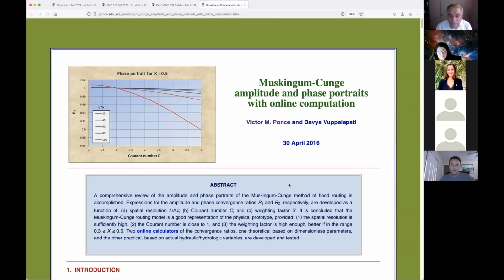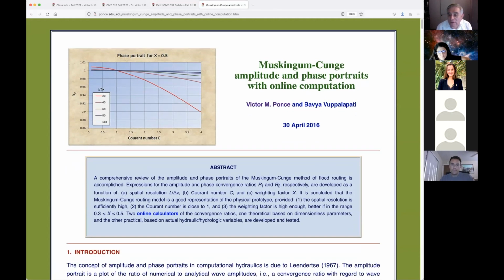So here we go. Like I said, sit tight. Muskingum-Cunge amplitude and phase portraits with online computation. Now, what are Muskingum-Cunge amplitude and phase portraits? Okay, the first gentleman, to my knowledge, that was talking about this was Lendertzy, that in 1965 wrote a paper on the computation of two-dimensional flow in oceans. He was doing a two-dimensional model for ocean flow, coastal flow. That's what we're interested in.